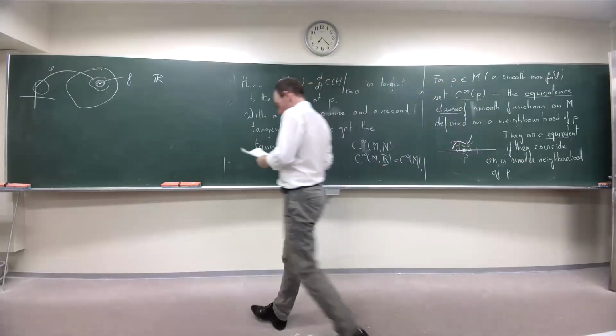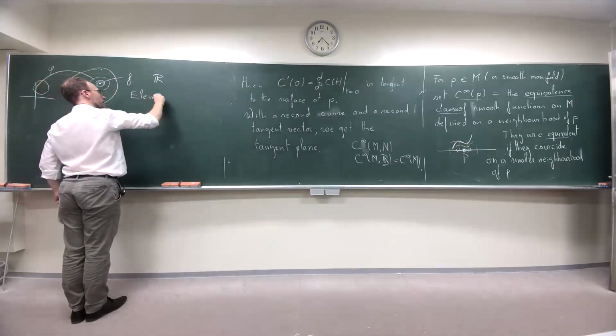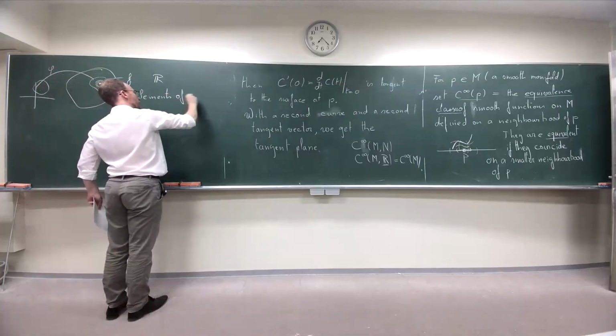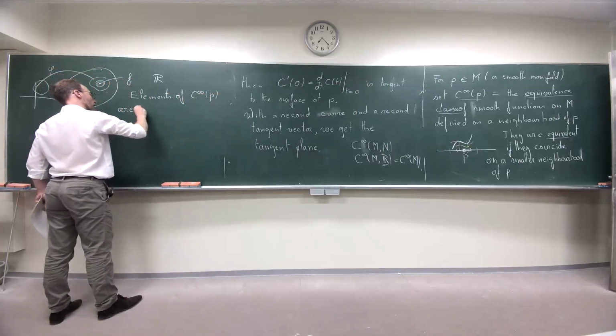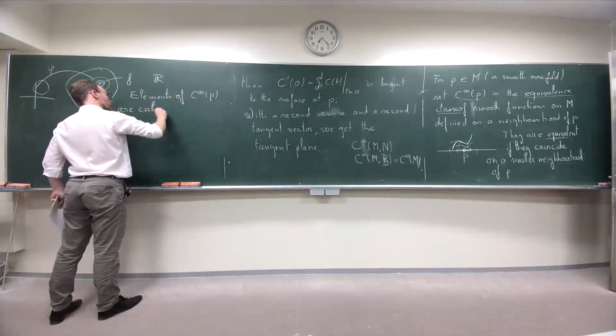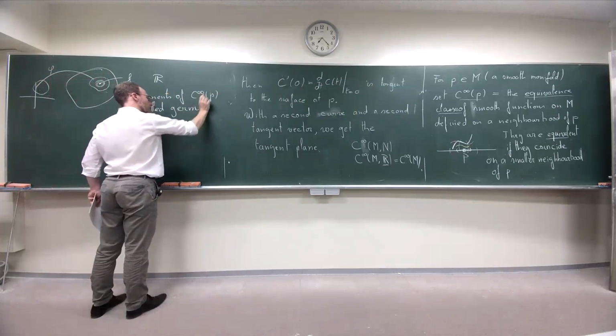And they have a name. Elements of C infinity of P are called germs. This is the official name. Each of them is called a germ.